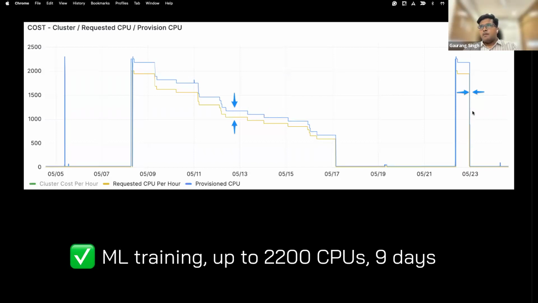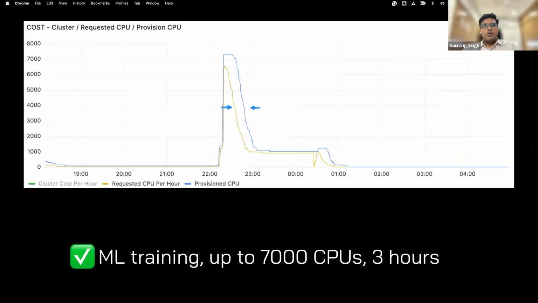The same pattern here. You can see the waste is very low. So that's what we saved, almost 70% in the cost here, because we went up from 30% to 89% utilization. What next? This is one more job and one more pattern they had.